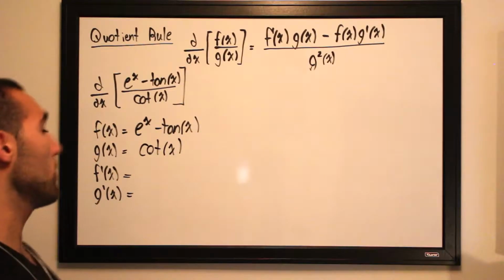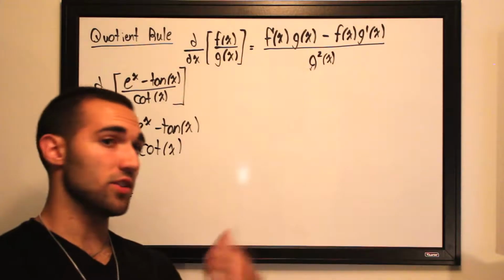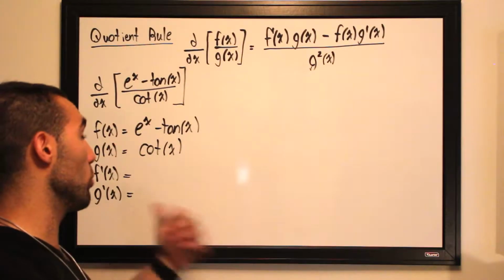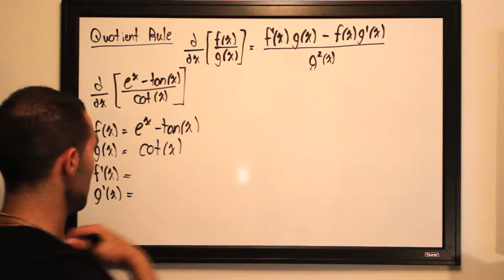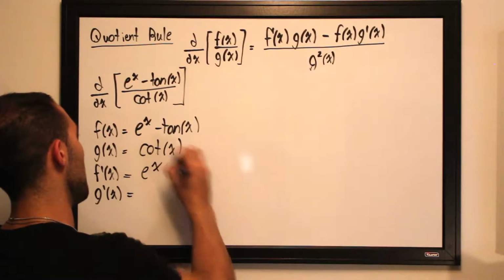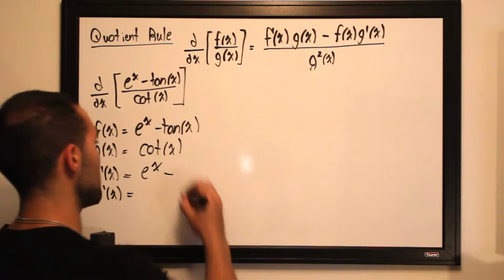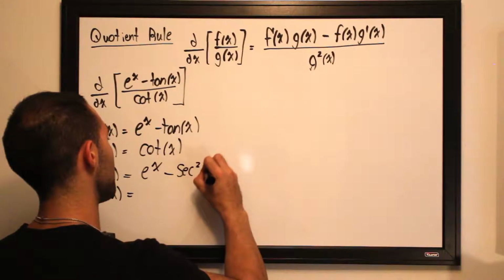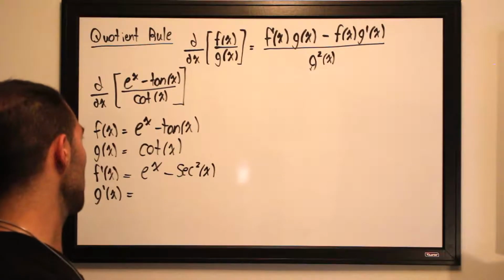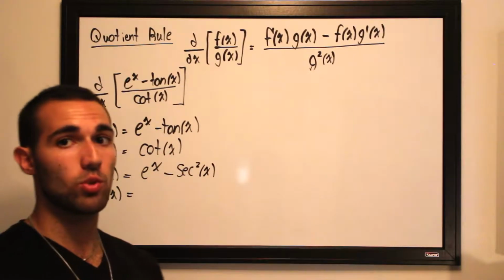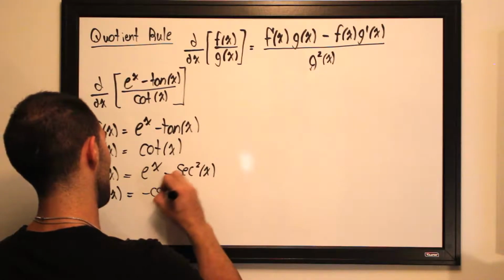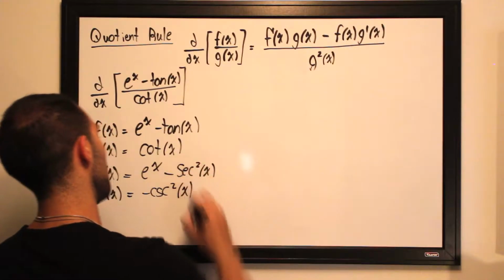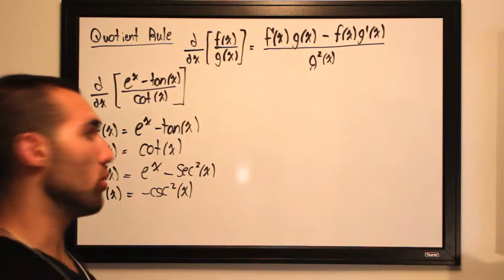And then our f prime of x is the derivative of the difference that we have in the numerator. So the derivative of e to the x is e to the x, and the derivative of tangent of x is secant squared of x. And then our g prime of x is the derivative of cotangent of x, which is negative cosecant squared of x. And then we plug things into the formula as we normally would.